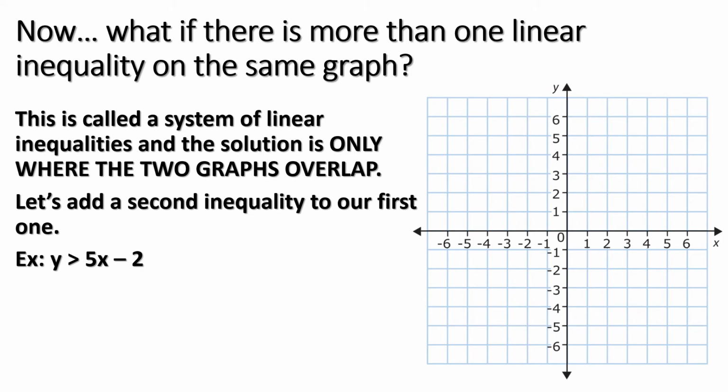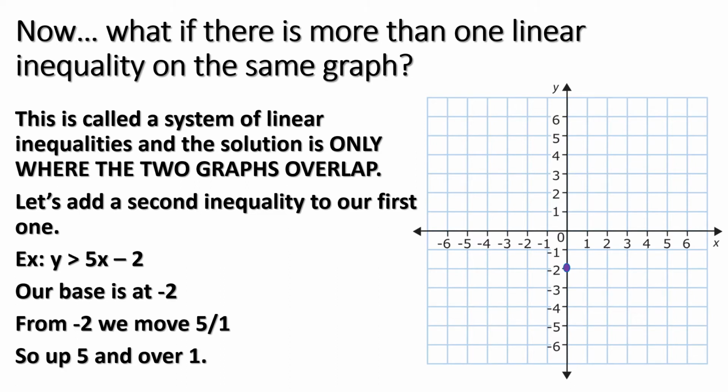Let's add a second inequality to our first one. Let's add in y is greater than 5x minus 2. Our base is at -2. From -2, we move our slope, which is 5 over 1. So up 5 and over 1.